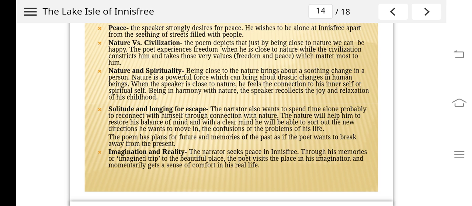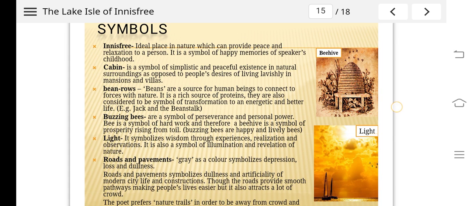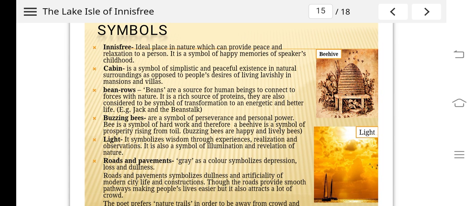Imagination and reality in this poem. The narrator seeks peace in Innisfree through his memories or imagined trip to the beautiful place. The poet visits the place in his imagination and momentarily gets a sense of comfort in his life. Now, the symbol used in this poem is Innisfree, an ideal place in nature which can provide peace and relaxation to a person. It is a symbol of happy memories of the speaker's childhood.